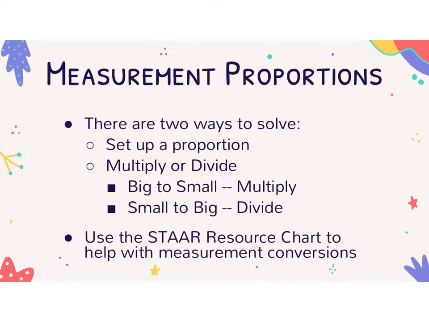For both of these methods, we can use the STAR resource chart to help us with our conversions. Remember that when you're looking at the STAR resource chart, all of the units on the left-hand side are bigger than the units on the right-hand side. When we are solving metric measurement conversions, we can also use a third method, the King-Henry method.